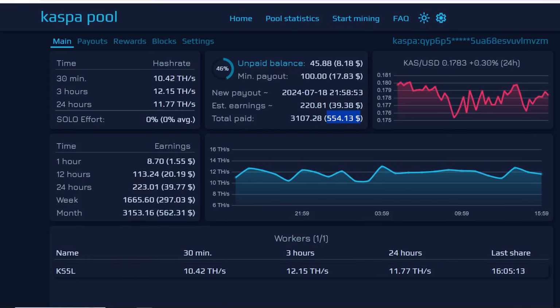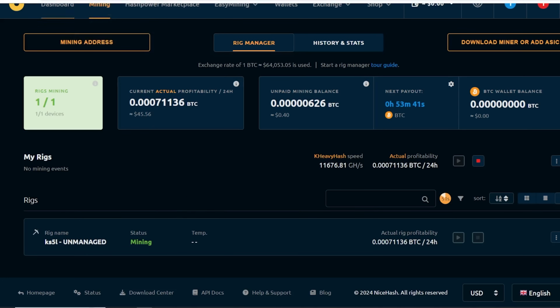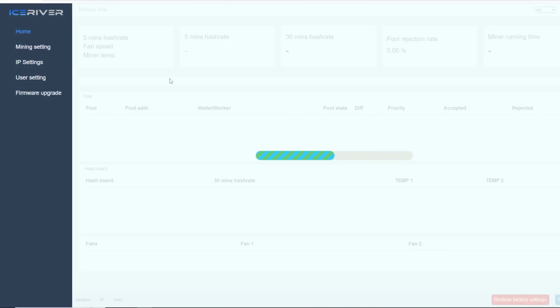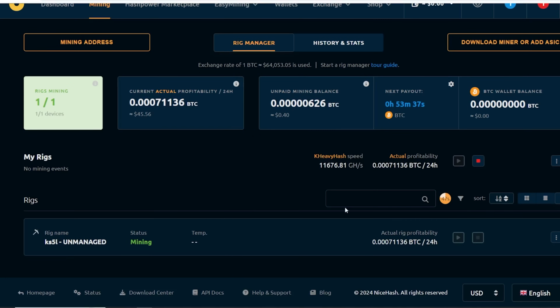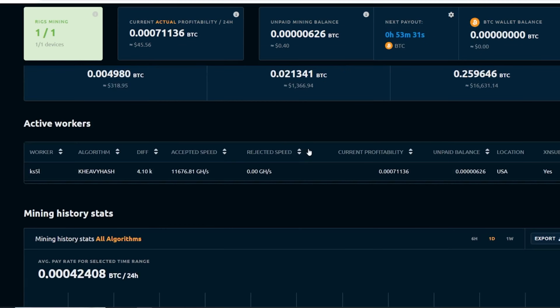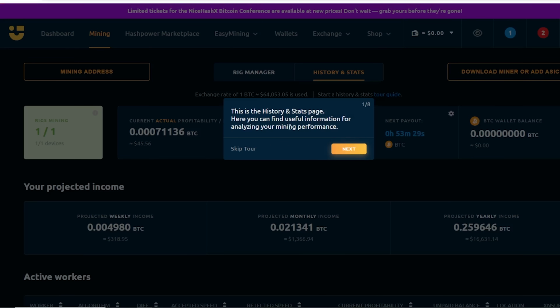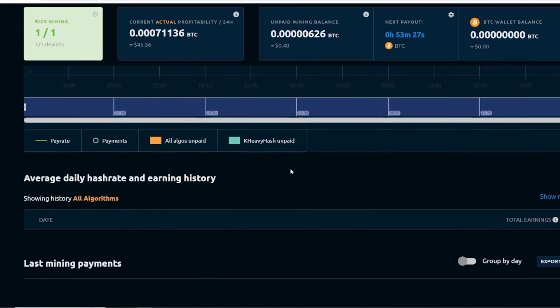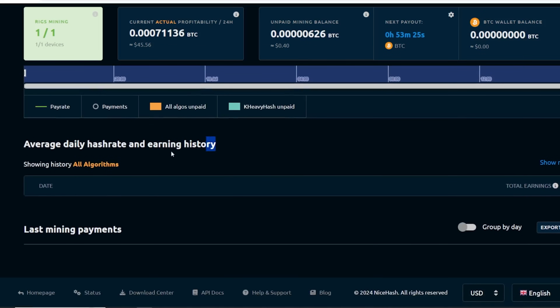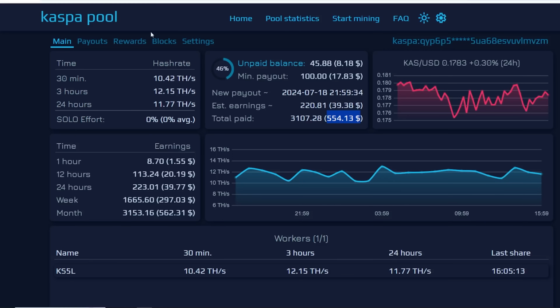So now I have another one. This one here is going to NICEHASH, so we shall see how this one does. I will go to the history and stats, and we will compare the daily payments, the earnings of this thing, next week. I will compare that to the Kaspa one here, okay?